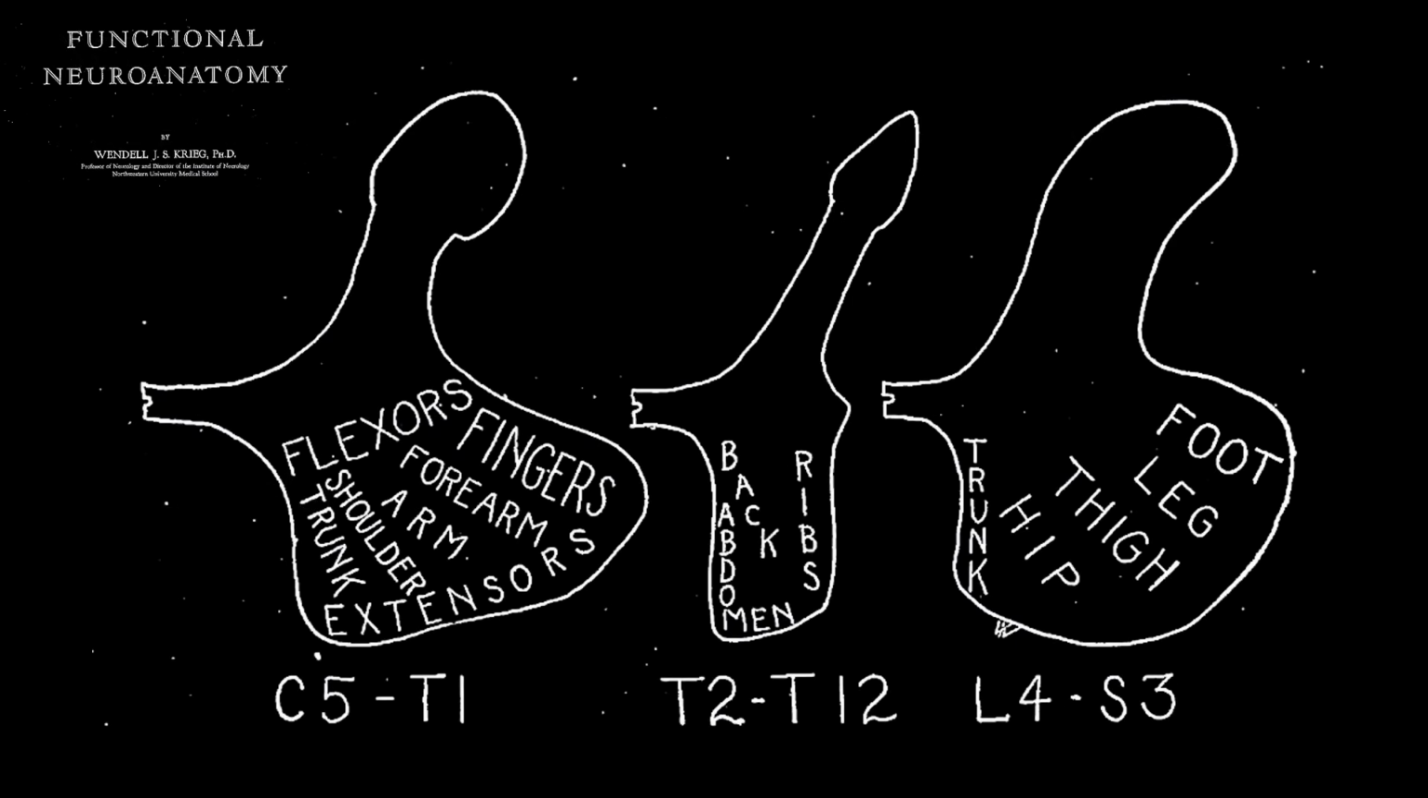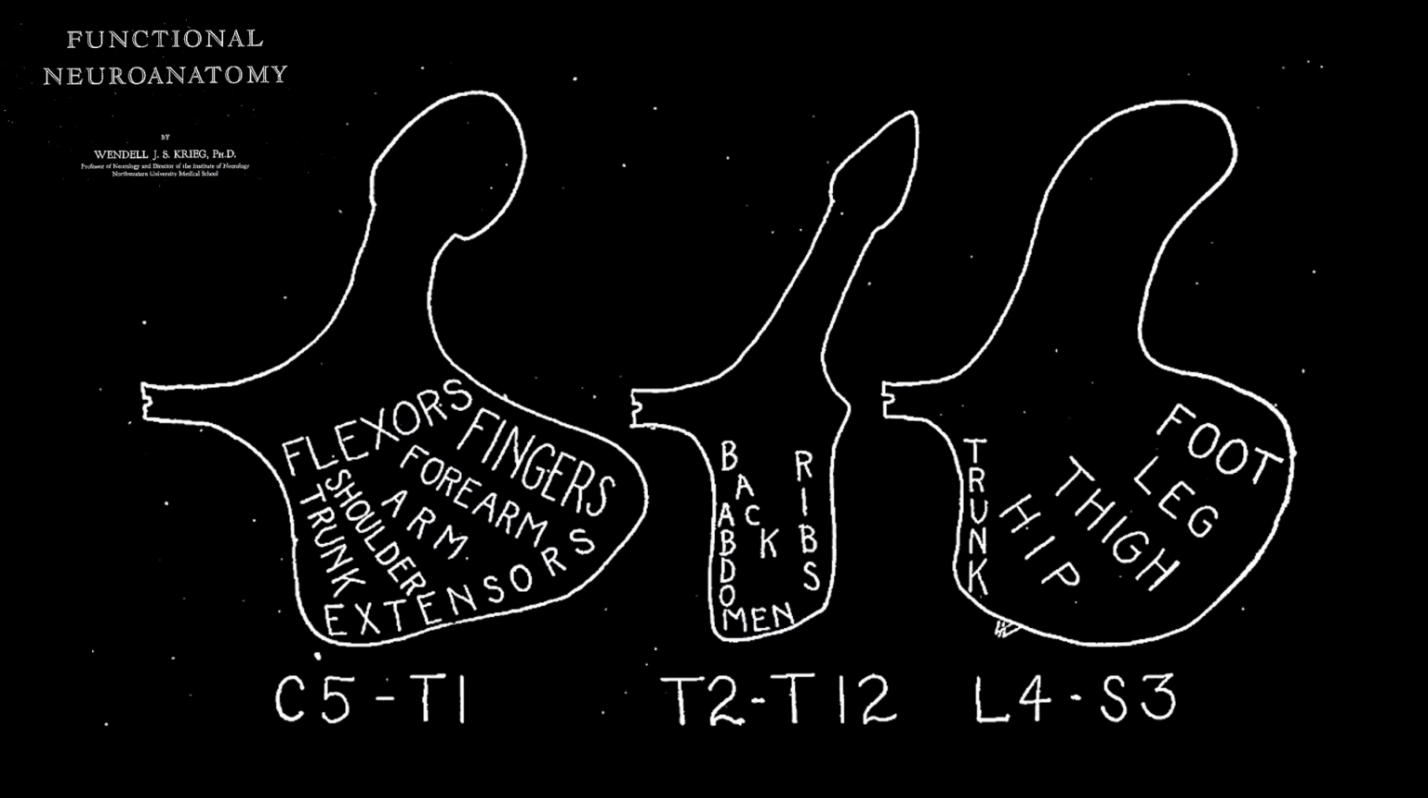This figure is from Craig's Functional Neuroanatomy. In it, you can see the distribution of motor neurons within the ventral horns at different spinal cord levels. Motor neurons are grouped in the anterior horn based on function. Distal body limb regions are represented more laterally than proximal regions. And at least in the cervical region, flexors are more dorsally placed than extensors.